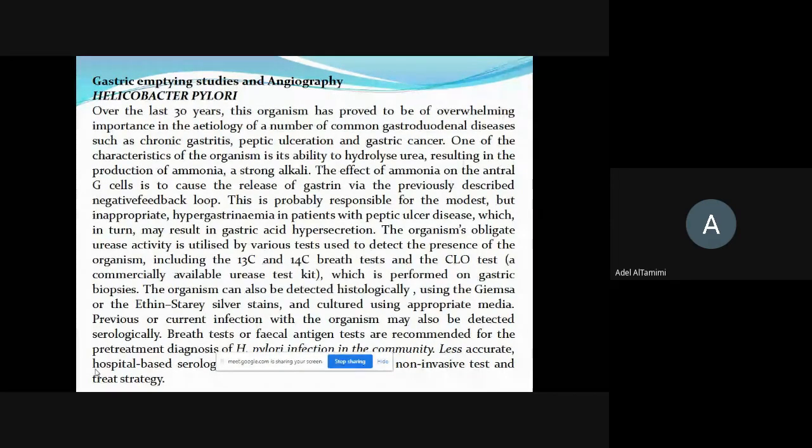So the presence of this bacteria results in continuous alkalinization of the antrum, resulting in continuous stimulation of the G cells to release gastrin. This is probably responsible for the inappropriate hypergastrinemia in patients with peptic ulcer disease.